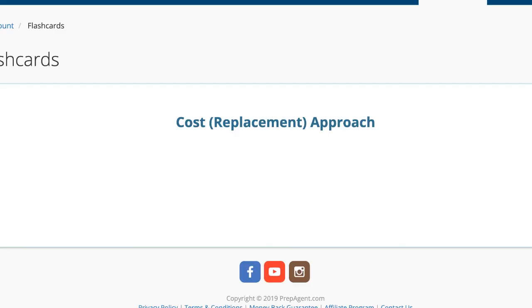Okay, cost replacement approach. What is the cost replacement approach? Okay, so that is an appraisal approach where you're looking to see how much it would cost to replace something brand new.